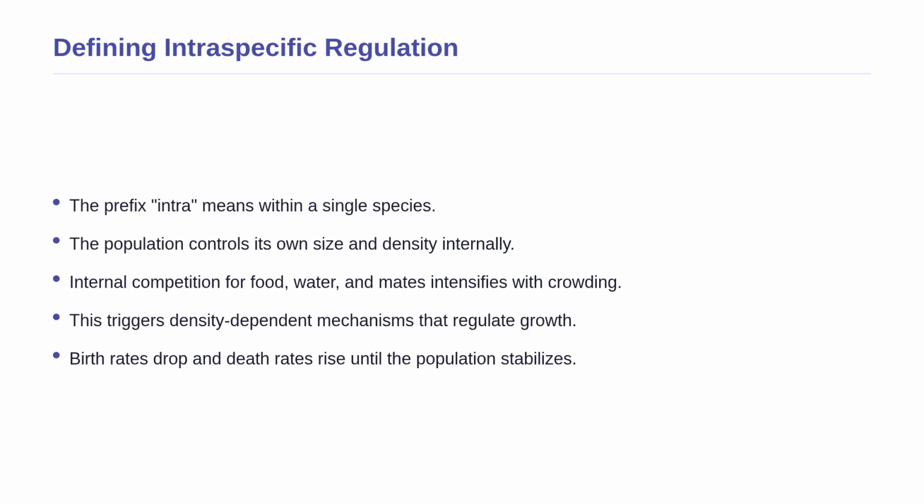As the population density increases, internal competition for essential resources like food, water, and nesting sites intensifies. This intense competition triggers what we call density-dependent mechanisms. This means the regulatory effects get stronger as the population gets more crowded. Ultimately, these mechanisms cause birth rates to drop and death rates to rise until the population stabilizes.